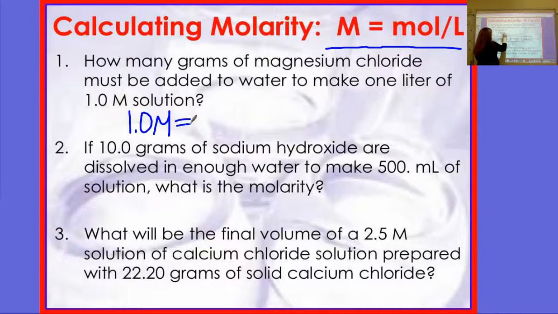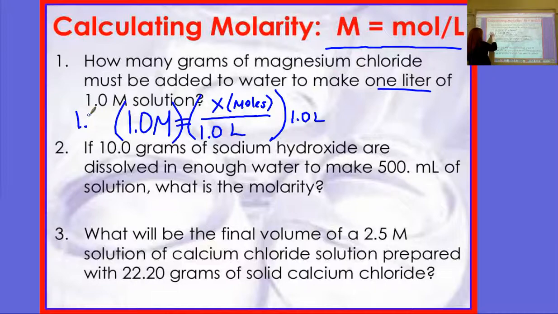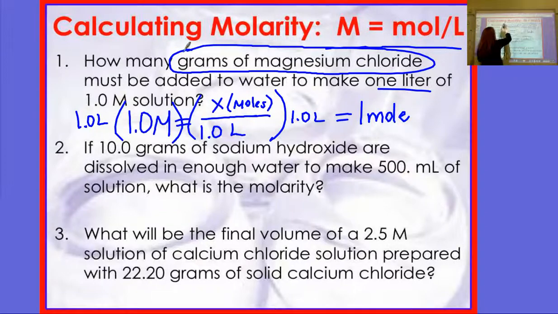1.0 big M molar equals, what else do I know? 1 liter, I'm solving for X, which in this case is moles. To get moles by itself, I multiply by 1 liter on both sides, and 1 times 1 equals 1, so I need 1 mole, but the question asks me how many grams of magnesium chloride.